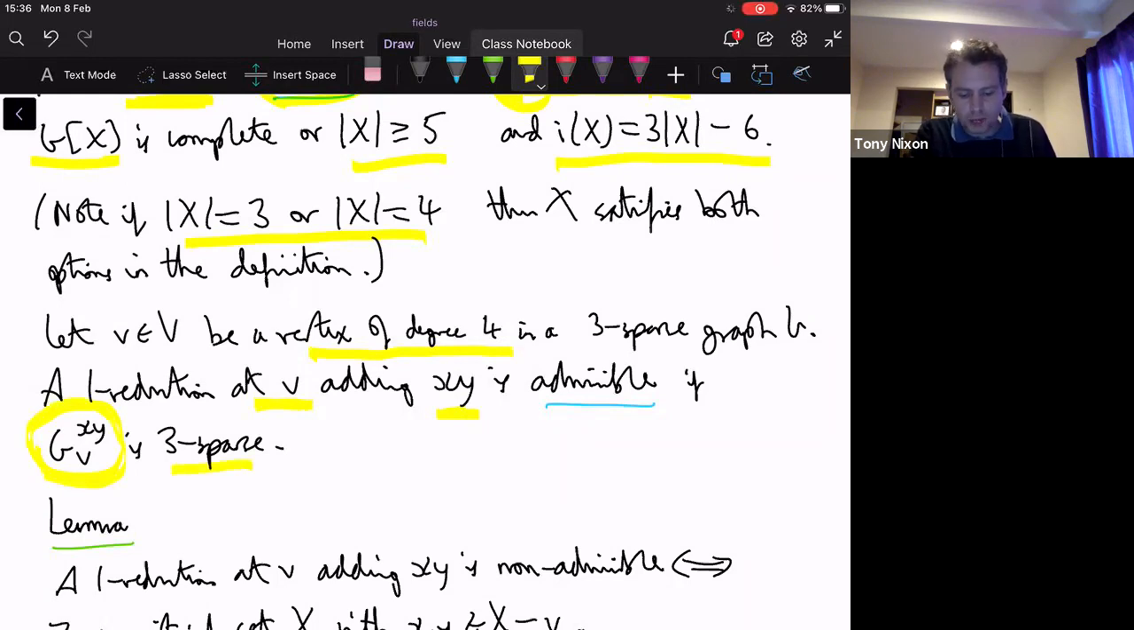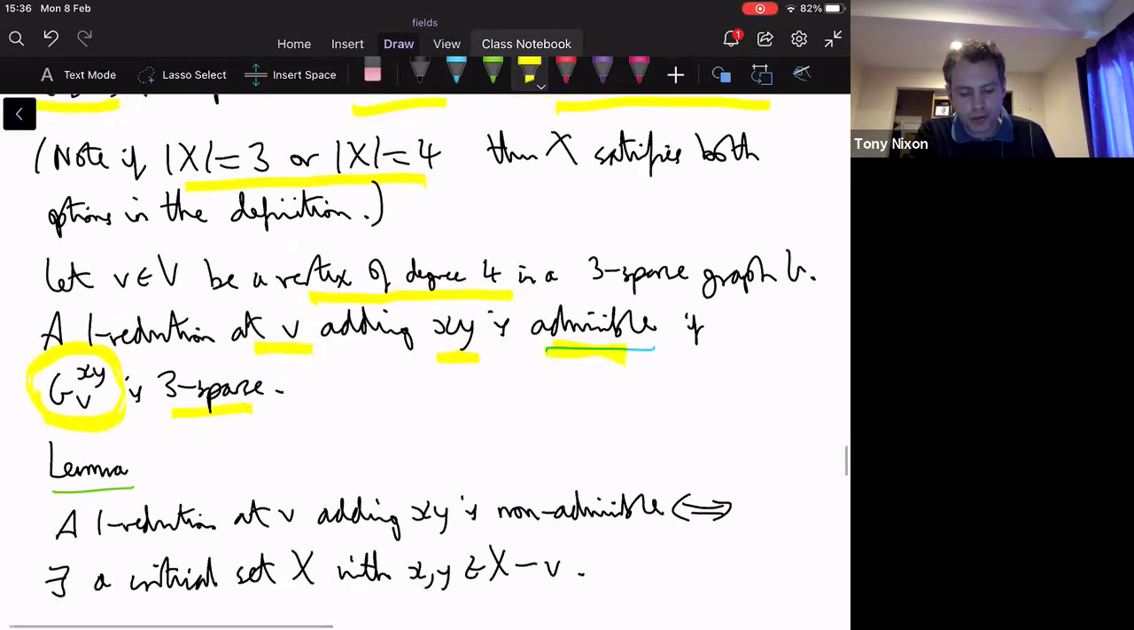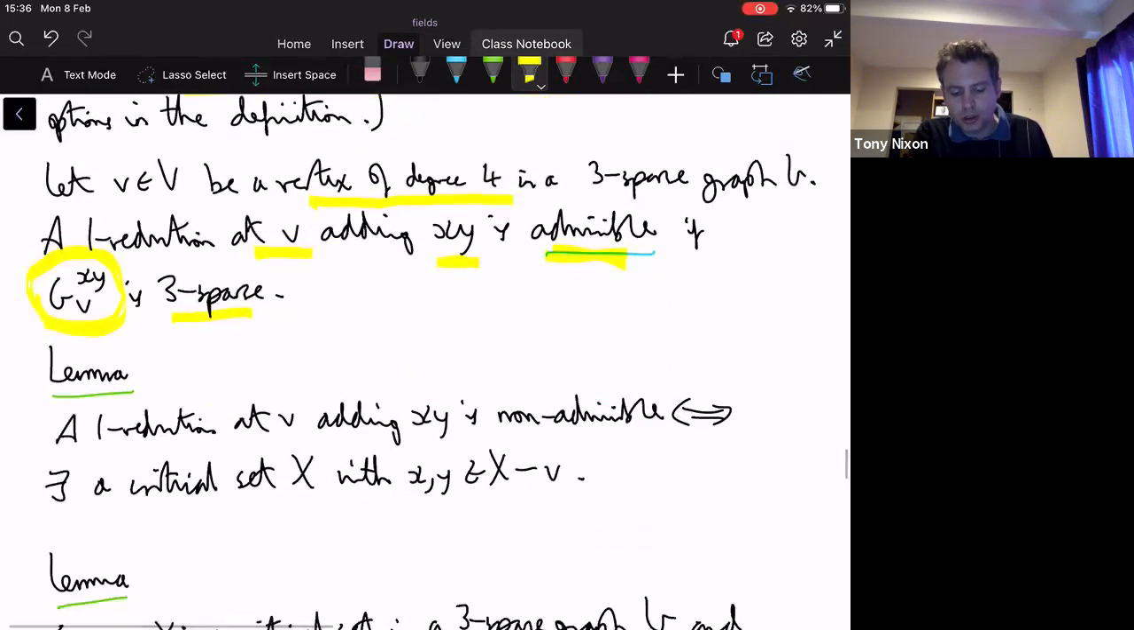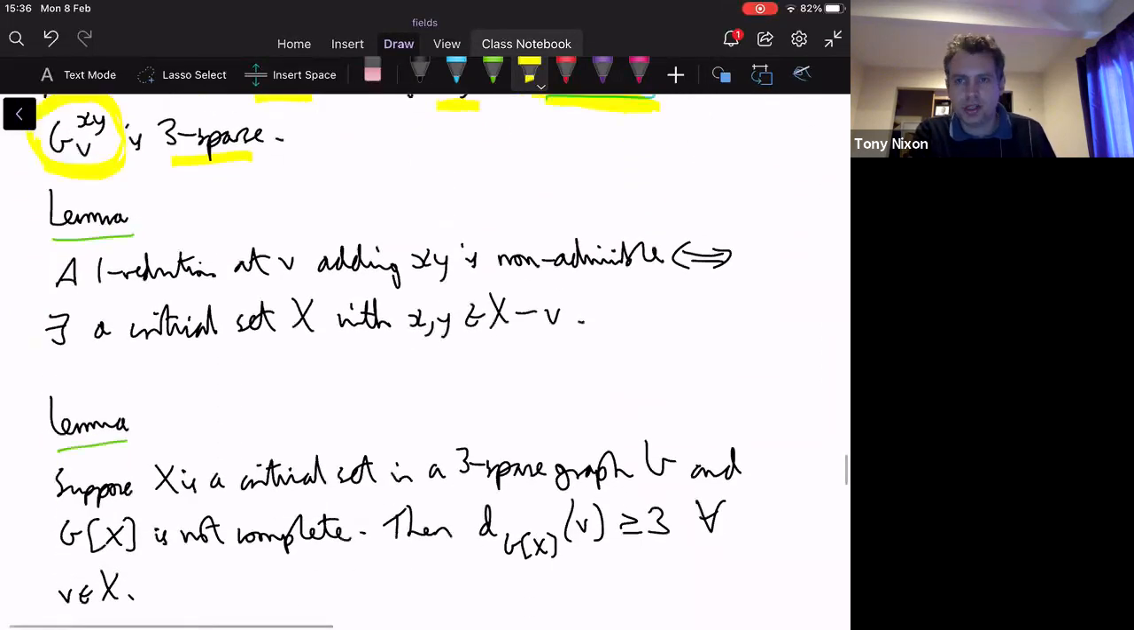Okay, so this is admissible: when the 1 reduction actually worked and kept us within the class of free sparse graphs that we want to be in. So we're going to look for admissible 1 reductions. Okay, so here's a lemma that I'm not going to prove, but it's basically the same argument as we talked about in the 2-dimensional case.